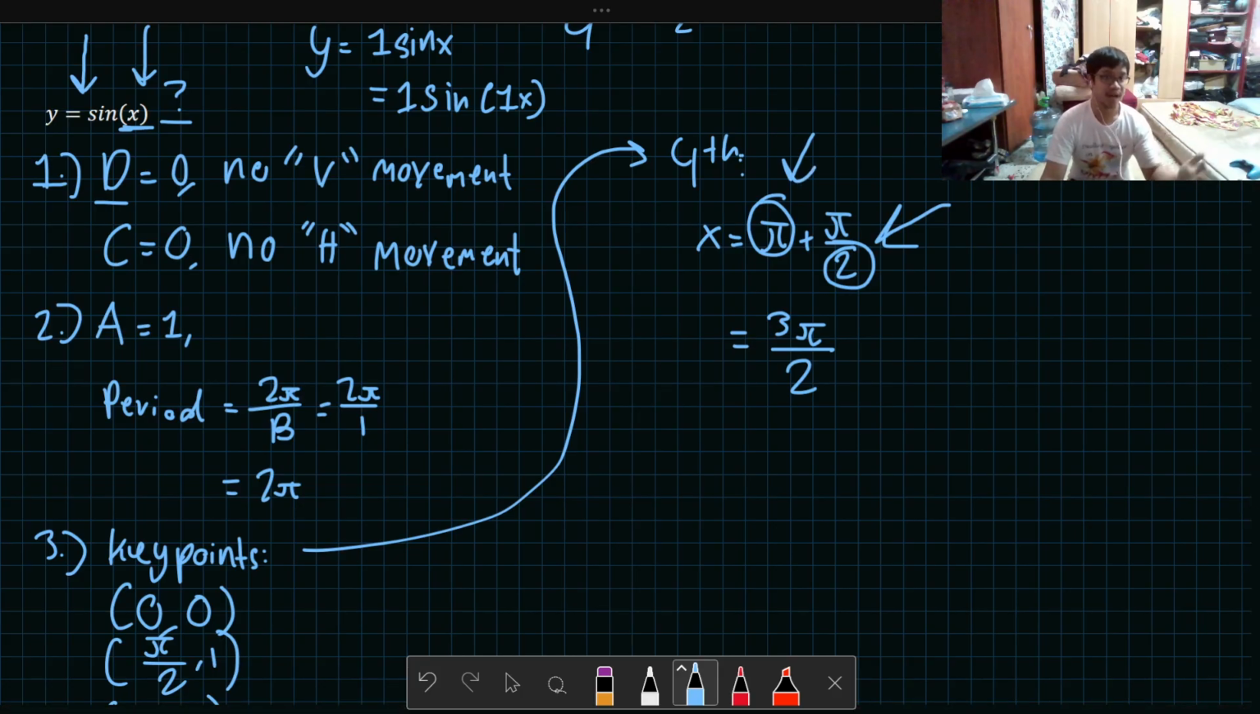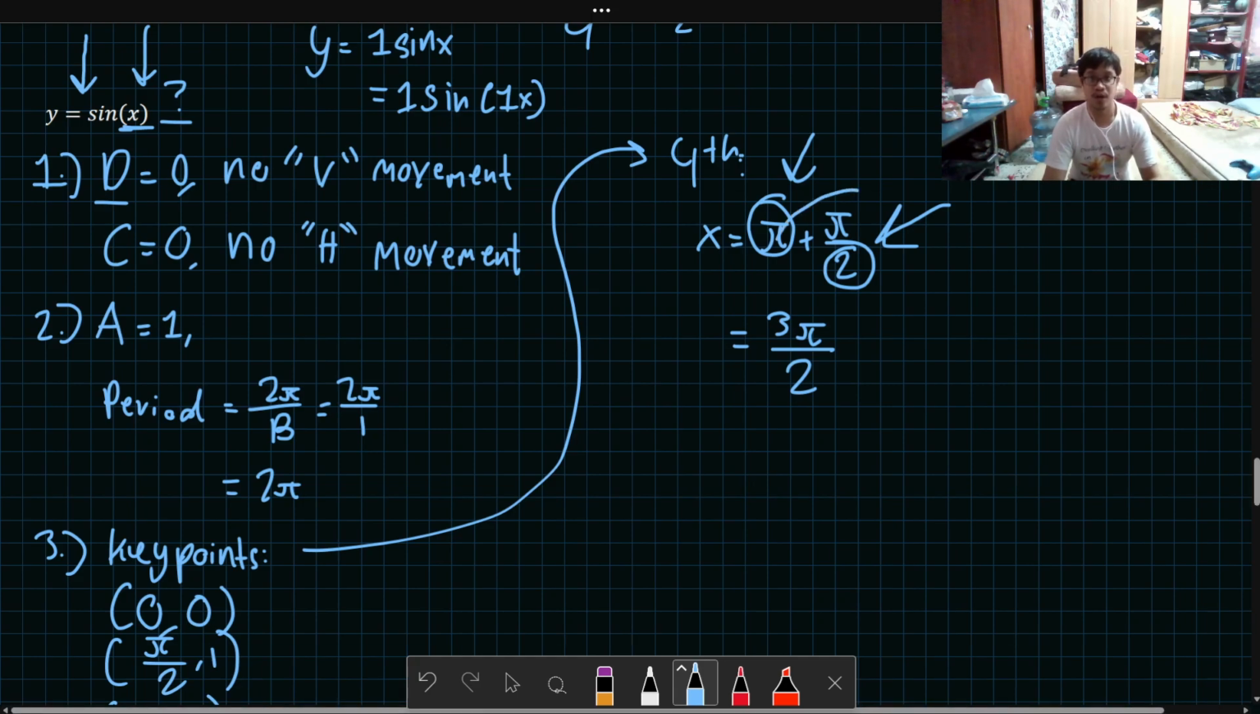So 2 times pi, 2 pi. Then you combine it to the numerator. So we have plus pi, right? So 2 pi plus pi, it's 3 pi. Then copy the denominator. Now we're going to find its y.